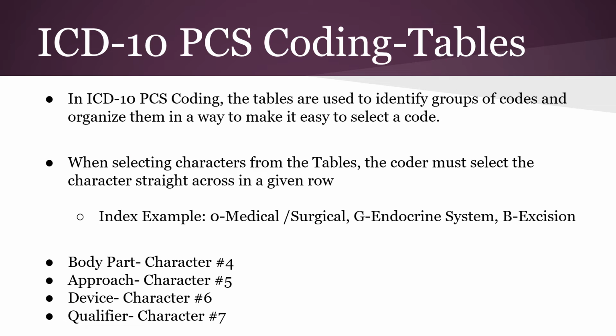In ICD-10 PCS coding, the tables are used to identify groups of codes and organize them in a way to make it easy to select a code. When selecting characters from the tables, the coder must select the character straight across in a given row. In our example, we have 0 for medical/surgical, G for endocrine system, and B, excision. So this is considered our category or our grouper for our thyroidectomy. And then, of course, our 4th, 5th, 6th, and 7th placeholders are defined by the body part, our approach, the device, as well as the qualifier.